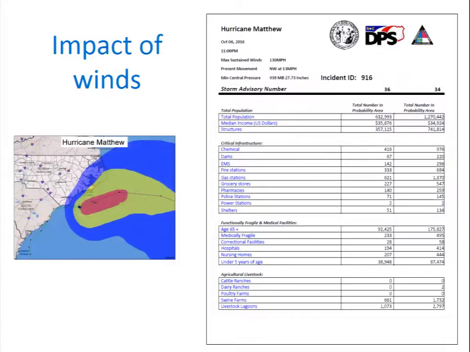We do a lot of analysis when we're activated, and we consume all of the different maps and reports into WebEOC. So at any given time, we are all looking at the same modeling and making good decisions based on that data. This particular report compares an advisory 36 to an advisory 34, and then you can get an idea of the impact on critical infrastructure, agriculture, population, and so forth.